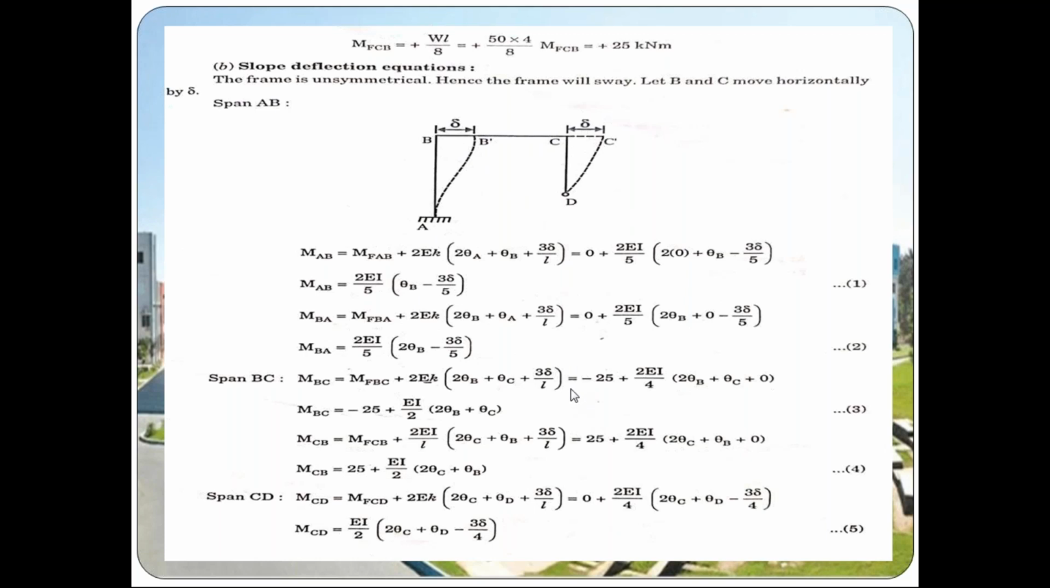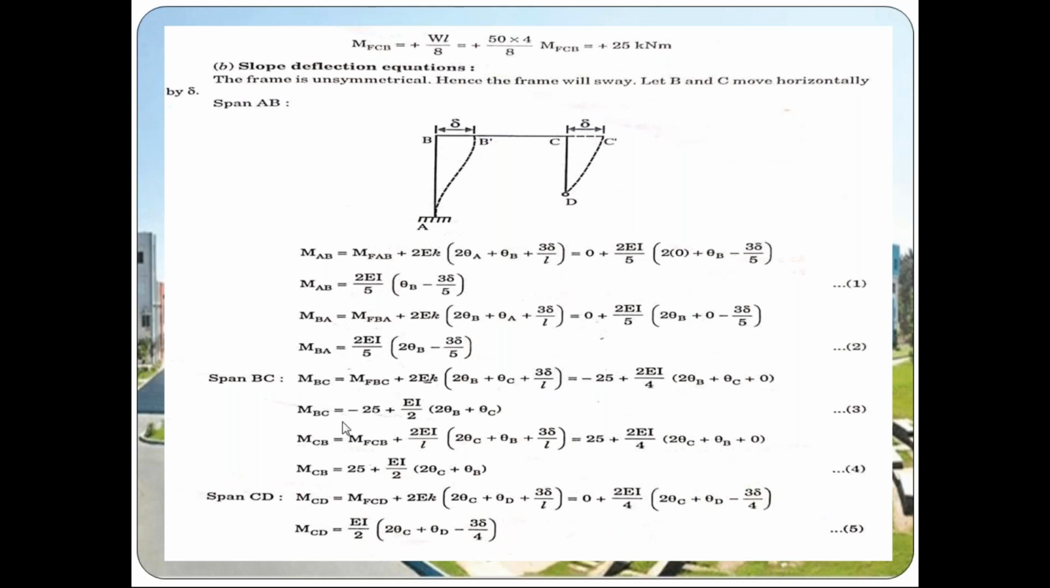So that is equal to M of BC, the value we calculated, minus 25. So minus 25 plus 2EI by L. L is length of span BC, 4 meters. So 2EI by 4 into 2 theta B. Theta B is the unknown. We don't know, we have to calculate. So 2 theta B plus theta C, which is also one more unknown. We have to calculate. So 2 theta B plus theta C plus 0. Delta value is 0 here.